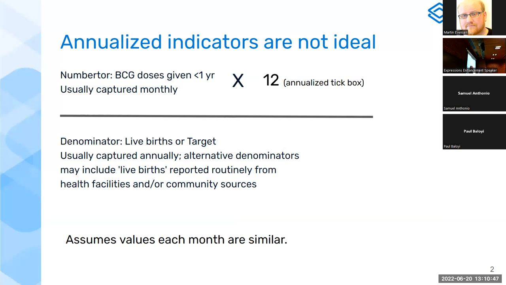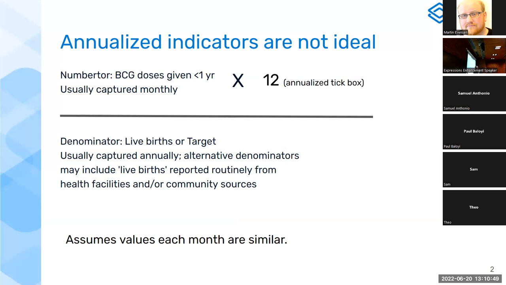The BCG doses given data is coming in monthly, usually in many countries. It could be coming in more frequently than that even. The denominator here, which is live births or annual target, is typically annual data, so just one data point once per year. And if you click that annualize button, all it did was times the numerator by 12. So any month that you looked, it just put that month's value times 12 over the denominator, live births or annual target.